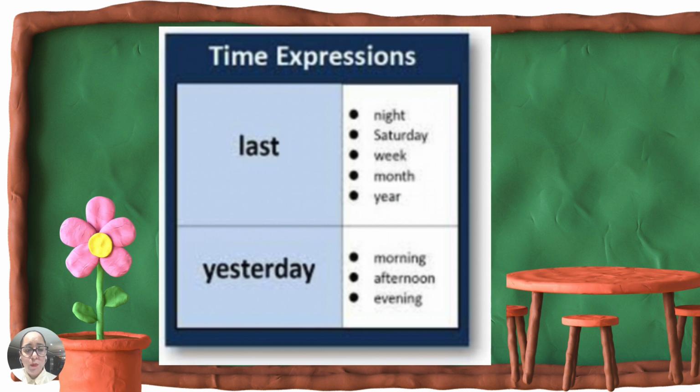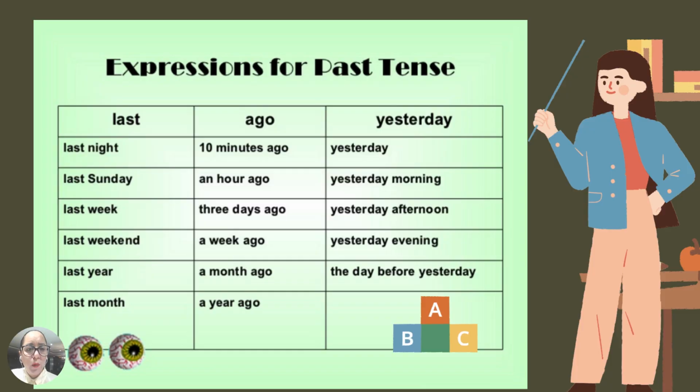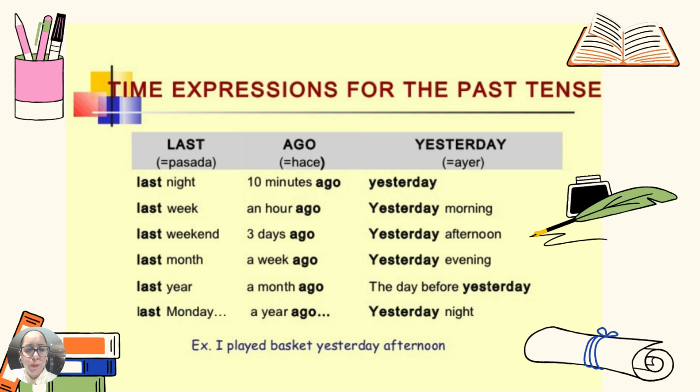Time expressions or adverbs of time that belong to the past tense are the following: last night, last week, last year, yesterday morning, yesterday evening, yesterday afternoon. We have also some other expressions in here that you can study. As I told you before, using last, using ago, and using the word yesterday.